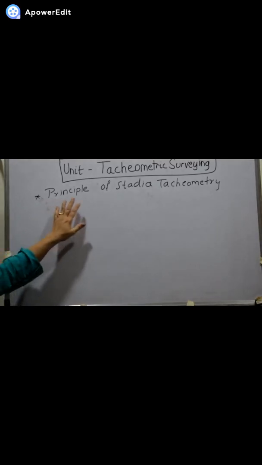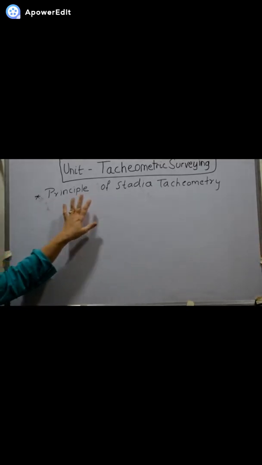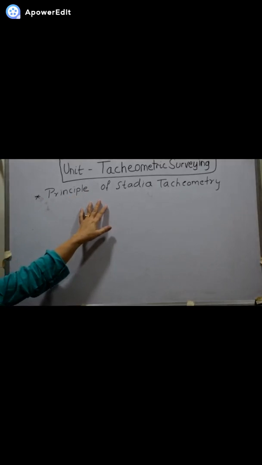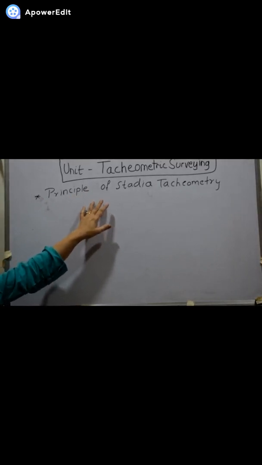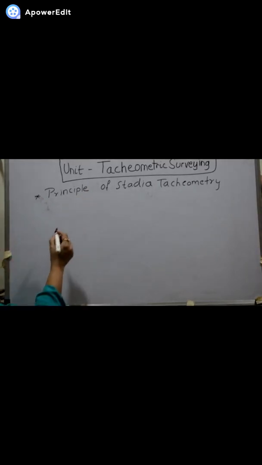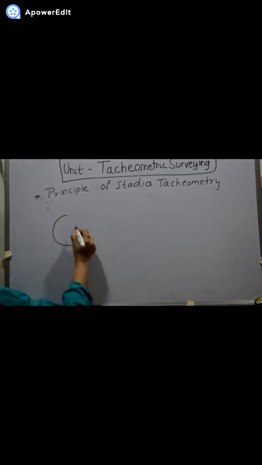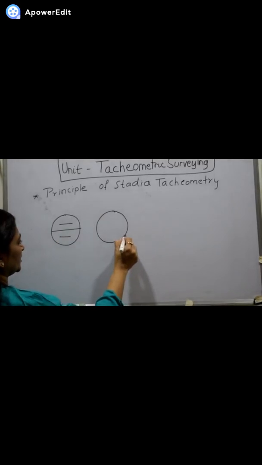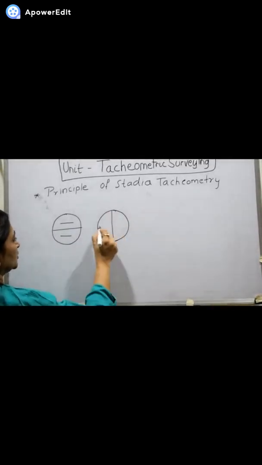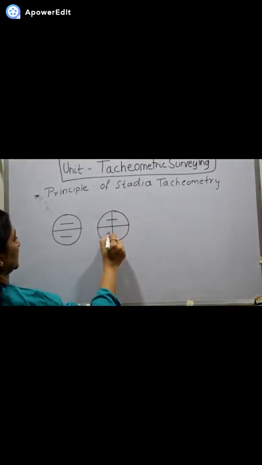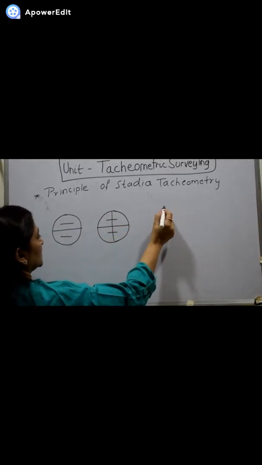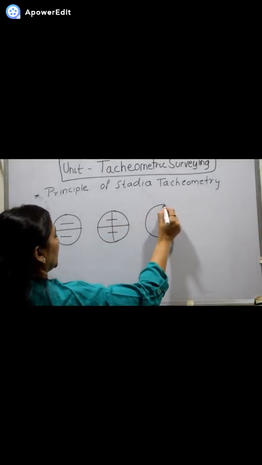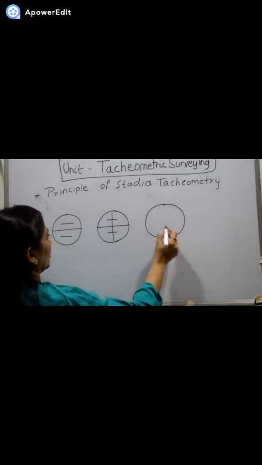The principle of stadia tachometry is the stadia method. Now what is that? In a transit theodolite, if the transit theodolite has a stadia diaphragm, the diaphragm may be of various types. If the transit theodolite has a stadia diaphragm, then that theodolite is called a tachometer.